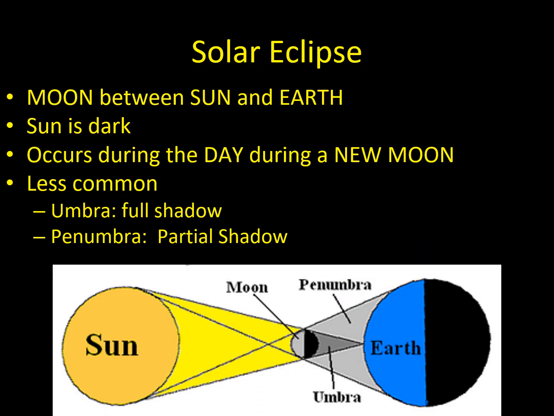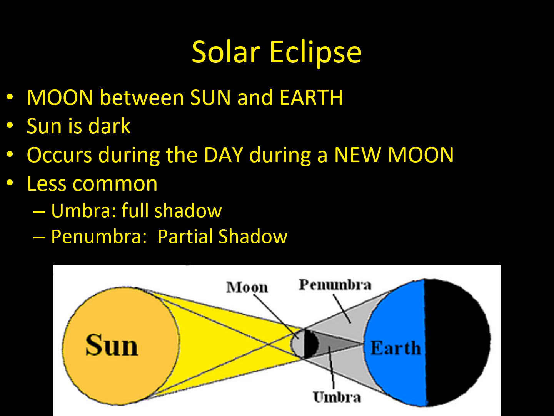Right, a solar eclipse is kind of the opposite. The moon is going to come between the sun and the earth. So remember, whatever's getting blocked, whatever light we can't see, that's what we call it. So our moon comes between the sun and the earth and it blocks the sunlight. So the sun goes dark. This occurs only during the day, which makes sense. I can't block the sun if it's not daytime.